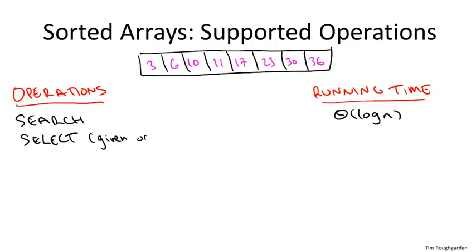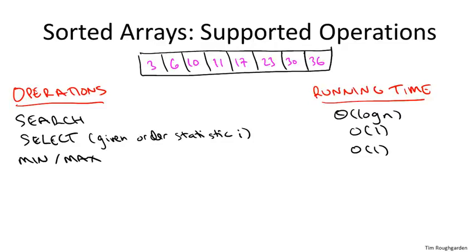Of course, two special cases of the selection problem are finding the minimum element of the array. That's just the order statistic problem with i equal 1. And the maximum element, that's just when i equals n. So this just corresponds to returning the element that's in the first position and the last position of the array, respectively.